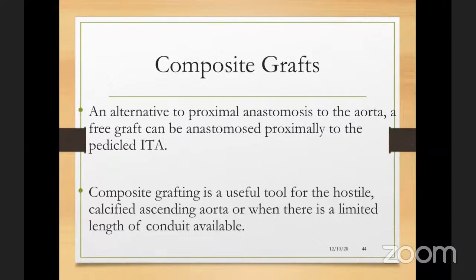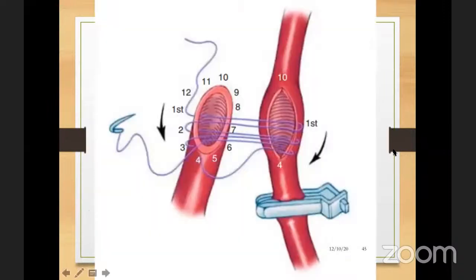An alternative to the proximal anastomosis to the aorta: a free graft can be anastomosed proximally to the pedicle, internal thoracic or internal mammary artery. This is useful in case of a hostile calcified ascending aorta, or when there is a limited length of conduit available. The concept of the anastomosis is the same as for the distal anastomosis.